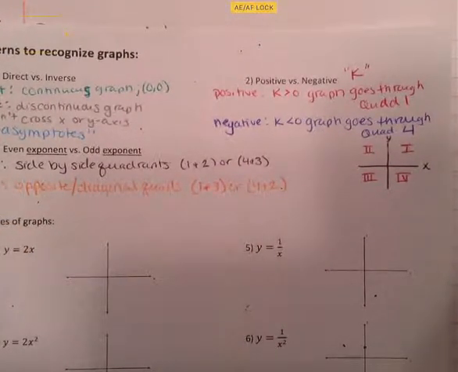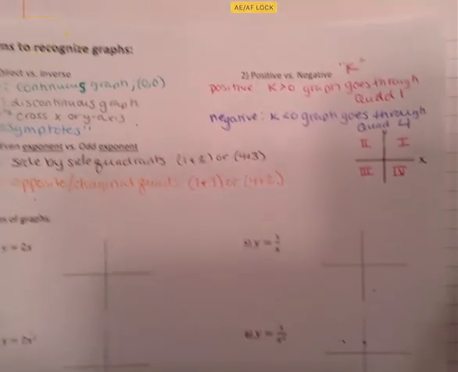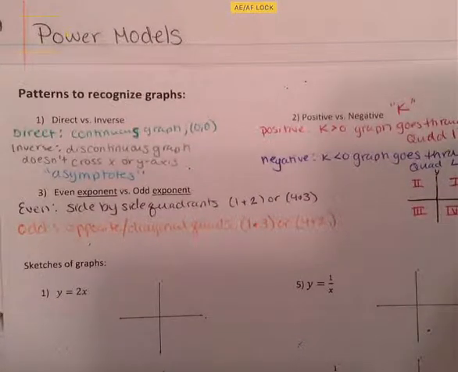We're going to do some examples of how to make a basic sketch of the graph given the equation. These are the three things we look for to determine the basic sketch of the graph, or, if we have a graph, to determine what kind of equation it would be.